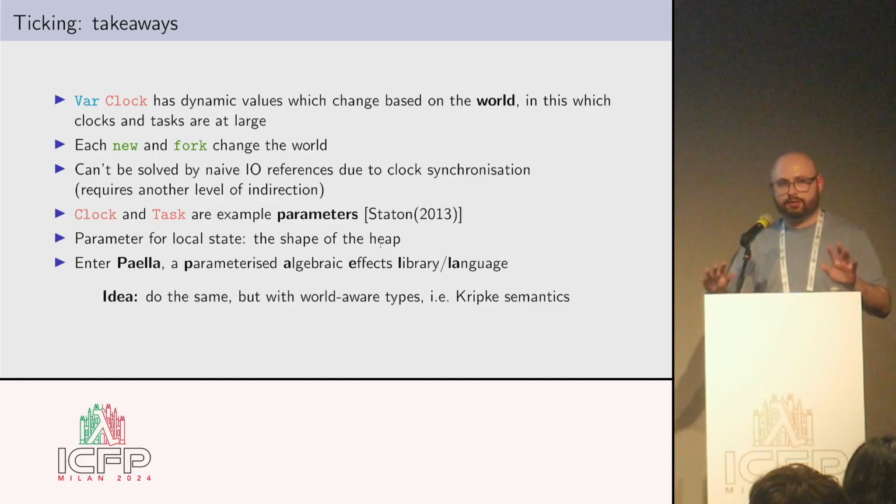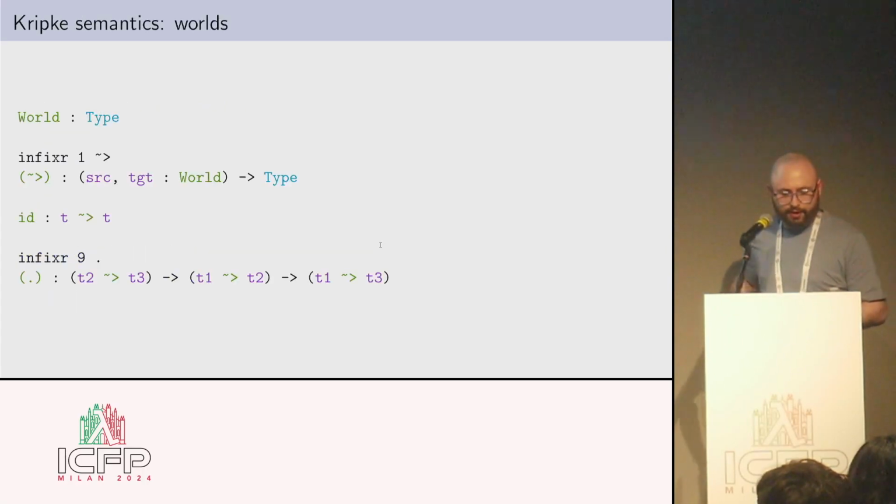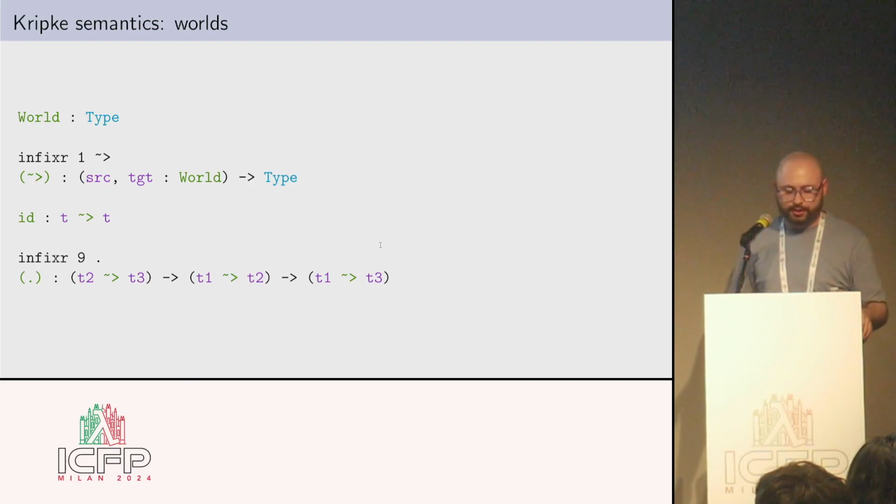And so here we introduce Paella, a parameterized algebraic effect for library languages. The idea is to do the same thing that we did with normal algebraic effects and handlers with computation trees, but we're going to use world-aware types, i.e. Kripke semantics. So let's talk about Kripke computation trees. The first thing that we have to define is some world. Here I haven't defined an explicit world, but depending on exactly what you're doing, for example, local state or our clocks and tasks thing, this type of world is going to be different.